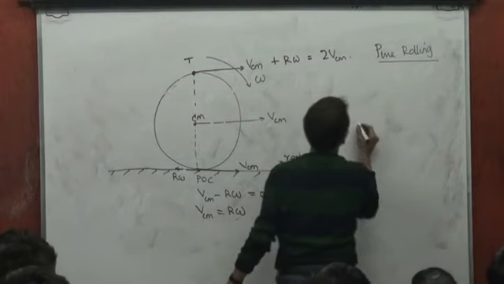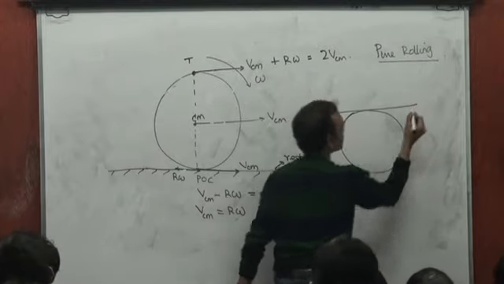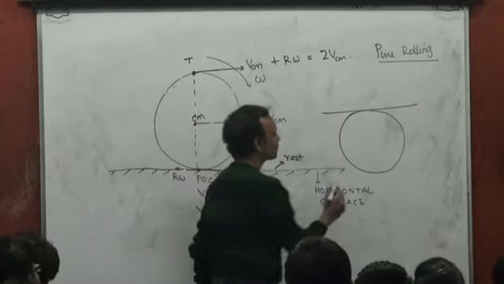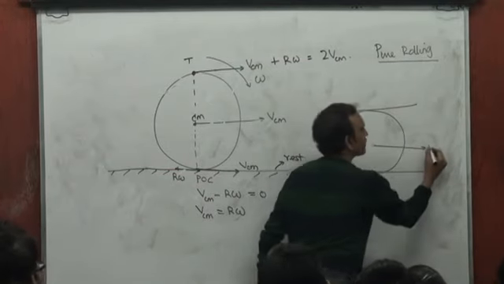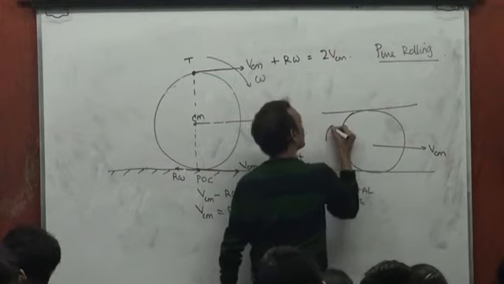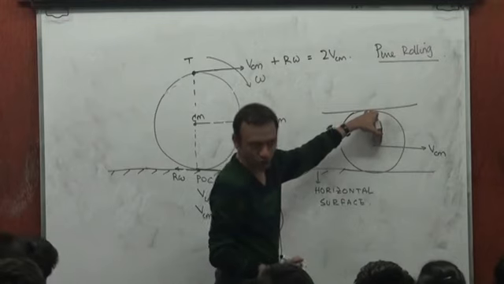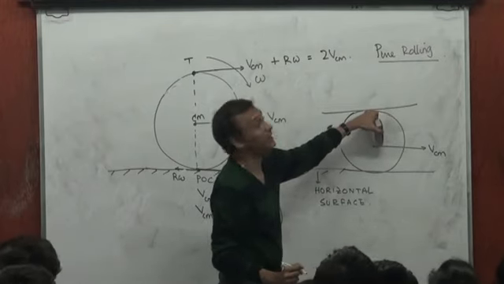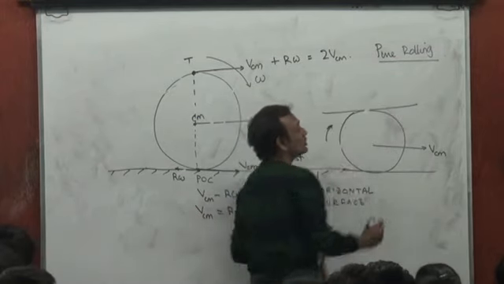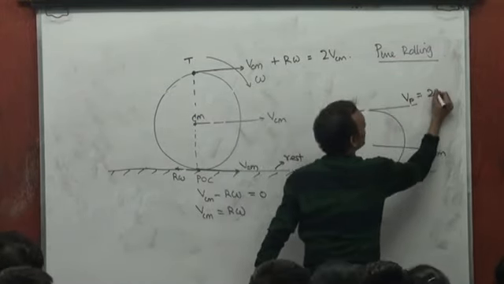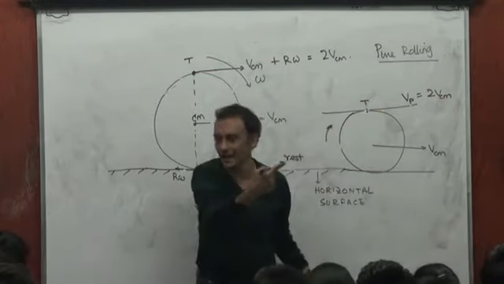Which means, if you keep a plank here on top and cause this body to roll, that means there is a VCM and there is an omega. Now, if there is no slipping between the plank and the roller, then the velocity of the topmost point of the roller must be the same as the velocity of the plank. So the velocity of the plank now is 2 VCM, because the velocity of the topmost point is 2 VCM.